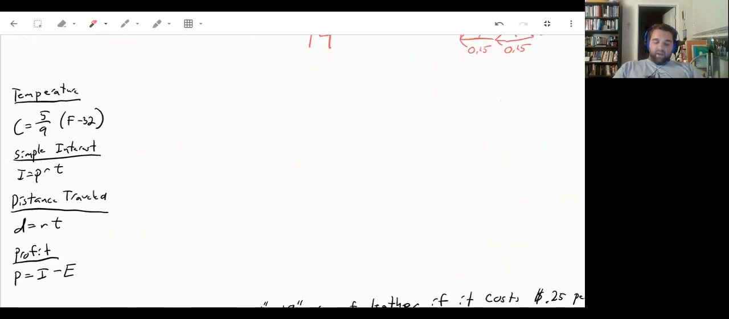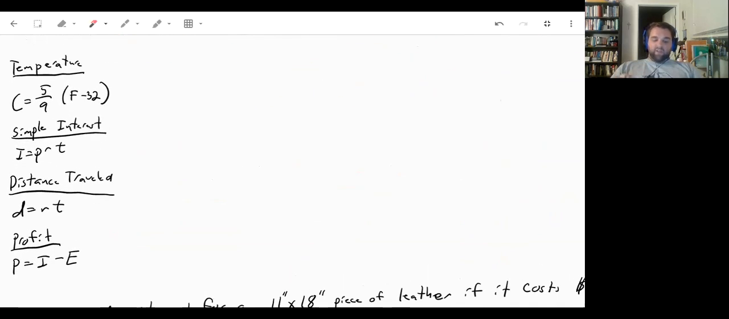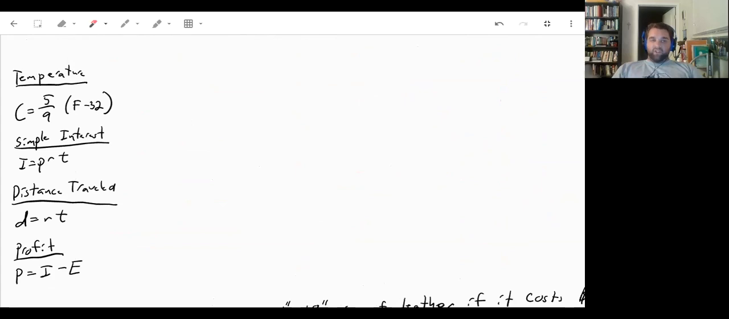Now the next thing that is on your auto notes as well as here is I have 4 different equations that will be helpful as you're trying to solve the various word problems. The first is a temperature equation that helps you convert from either Fahrenheit to Celsius or Celsius to Fahrenheit. So C is your degrees Celsius and F is your degrees in Fahrenheit.